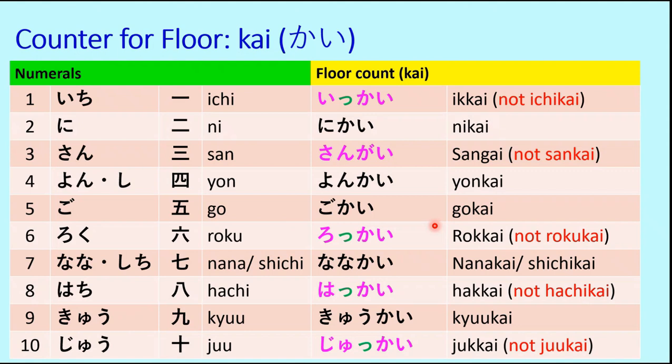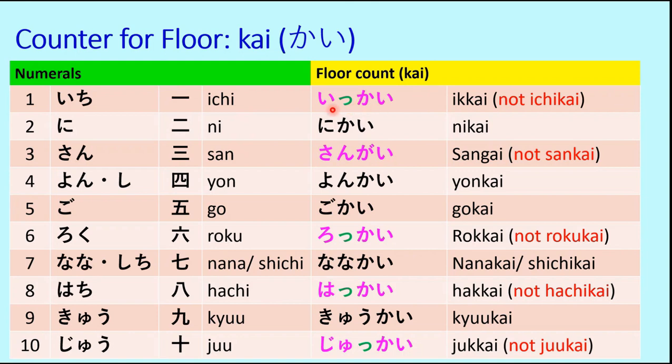Now this is a very important chart. We saw a similar chart in the last lesson with relation to the counter for age. On the left side we have four columns containing numerals in Japanese from 1 to 10: ichi, ni, san, yon, go, roku, nana or shichi, hachi, kyu, and ju. And on the right side we have the corresponding counters for counting the floors of a building.